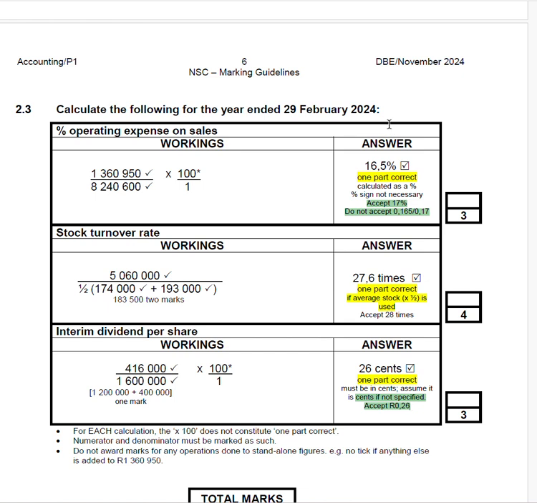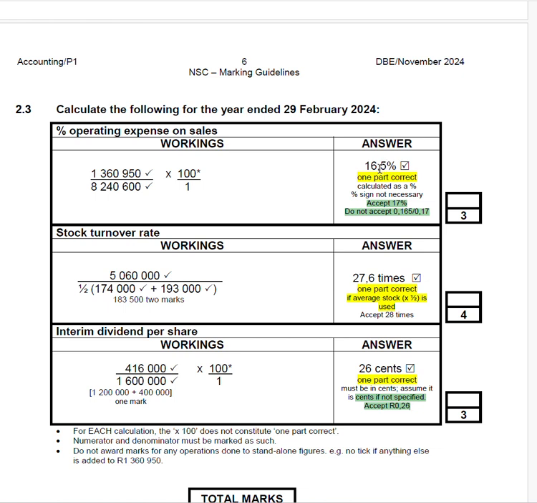Now that we have the solution, let us see what we have. The first one was the percentage operating expense on sales. In order to ascertain that amount, we take operating expense as per the statement of comprehensive income, then we divide it by the sales, also in the statement of comprehensive income, then we multiply by 100. The percentage that we get is 16.5%. Why is it 16.5%? It's because we were told in our instruction to round off your amount to one decimal. That is why you have only one decimal.